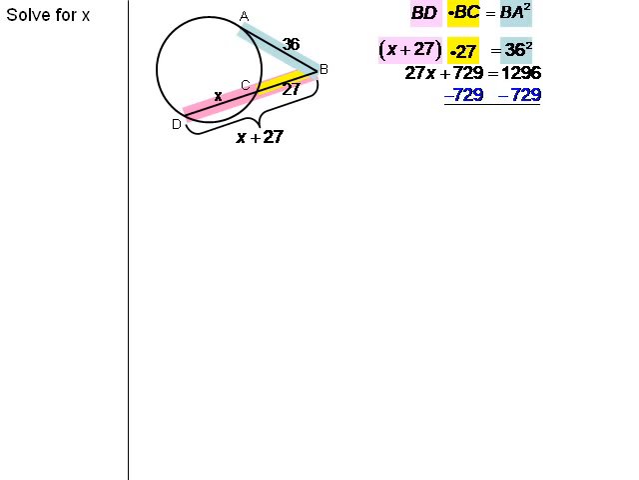Distributing the 27, we get 27x plus 729 equals, and now we need to square the 36, so 1296. Now we're going to use some algebra. Subtract 729 from both sides. We get 27x equals 567. Divide by 27, and x equals 21.